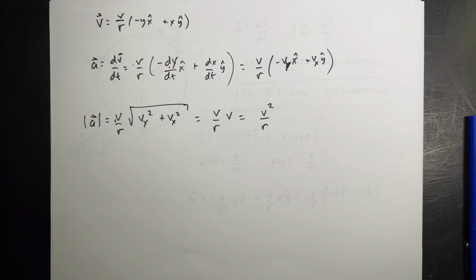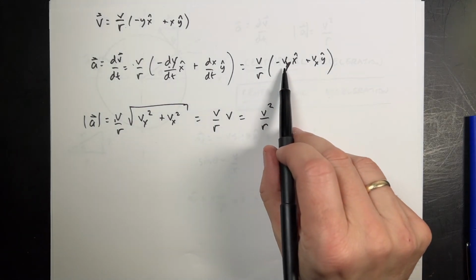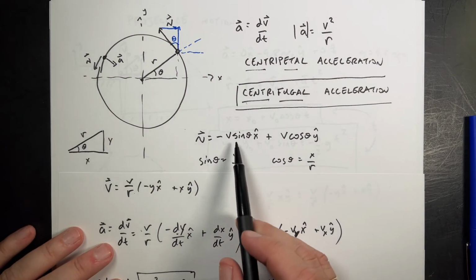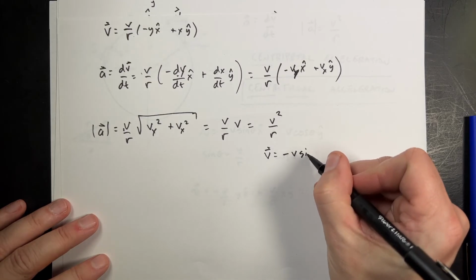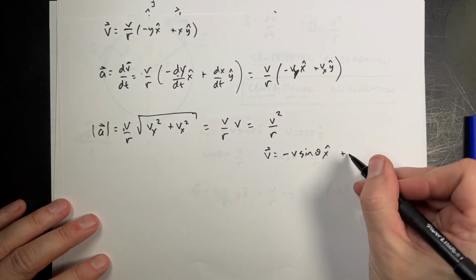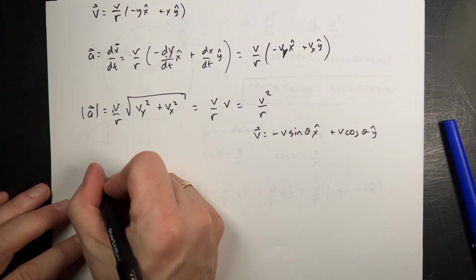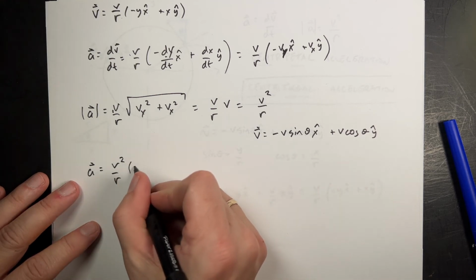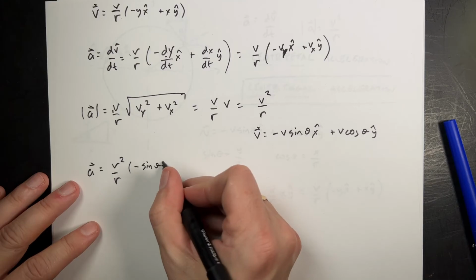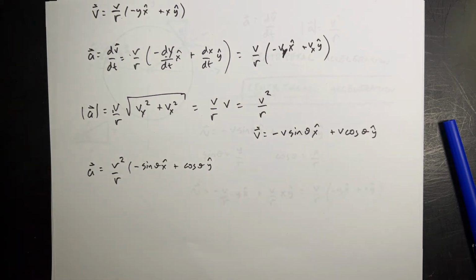Okay, so now we need to get the direction of this vector. Let's go back a second to this definition of velocity. So I'm going to write this: v equals negative v sine theta x hat plus v cosine theta y hat. If I put that in up here, I can say a equals v over r. I'm going to factor out the v. So v squared over r times negative sine theta x hat plus cosine theta y hat.